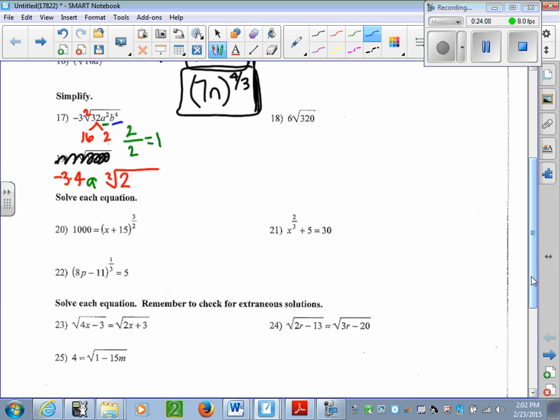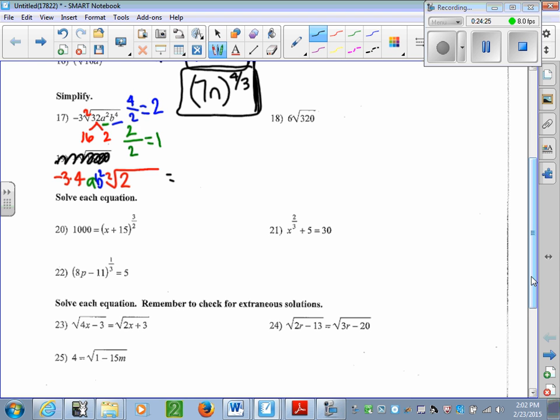Then the b: I take my exponent, which is a 4, divided by my index, which is a 2, and that gives me 2 with no remainder, so 2 b's come out from under my radical. And that's my answer. I'll write this a little more cleanly.